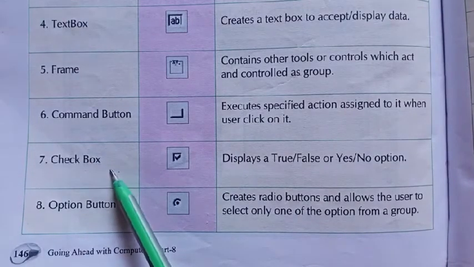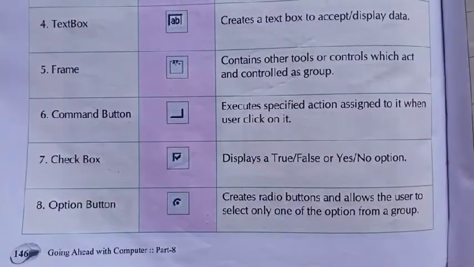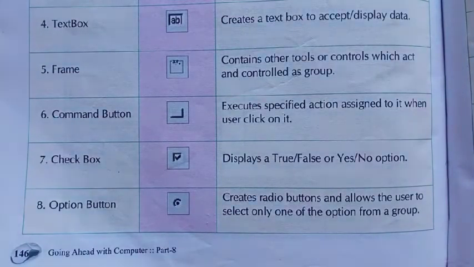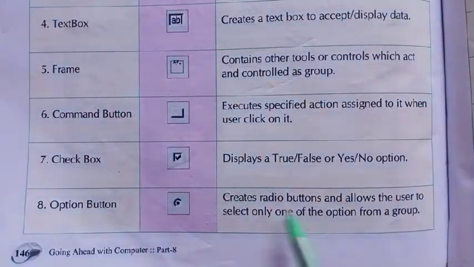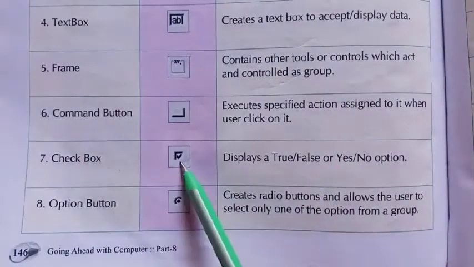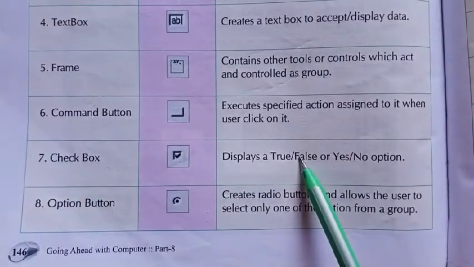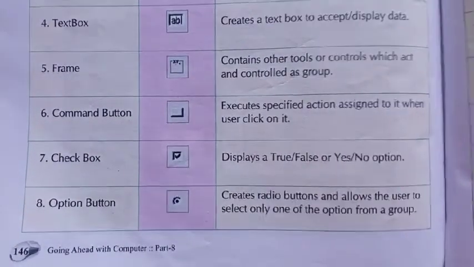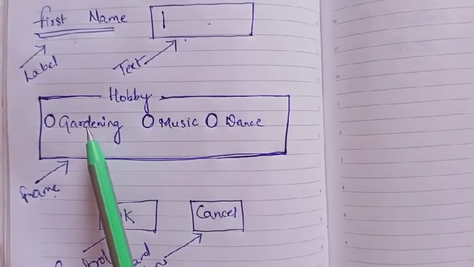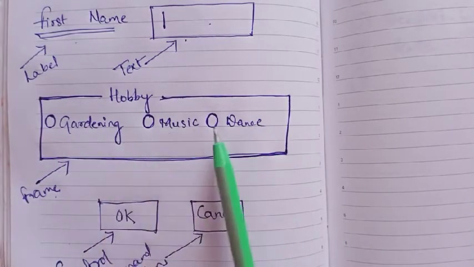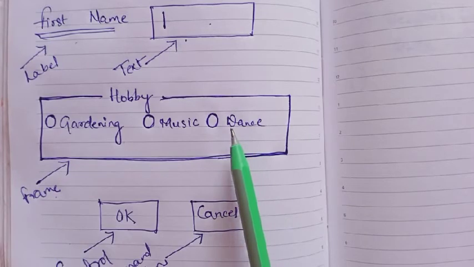When you give a number of choices and you want the user to choose only one out of these, then you are going to make use of the option button that will help to choose only one. And if you have a number of choices and you want the user to choose more than one, then you are going to make use of the check boxes. For example, here in the hobby I have written gardening, music and dance, and if I wish that only one of the choices should be made, I will create this as the option button.